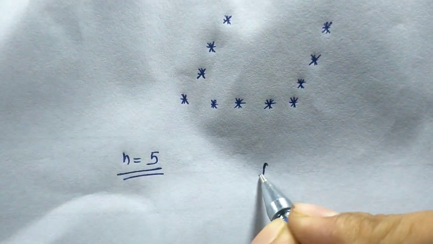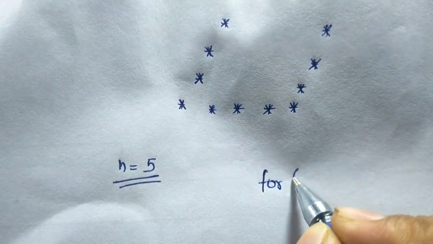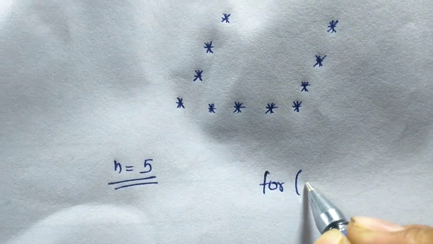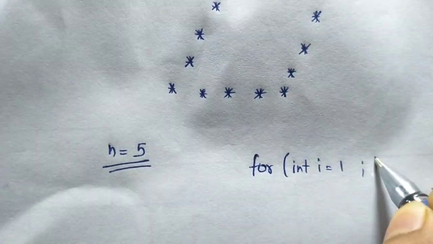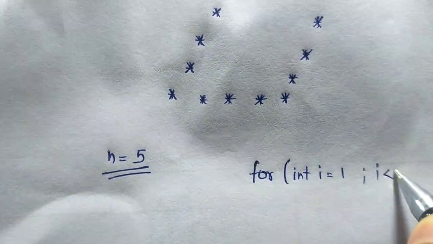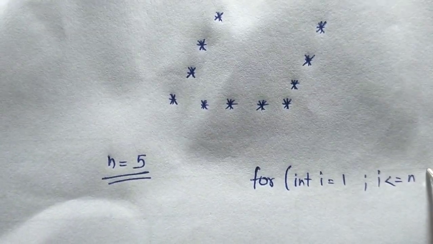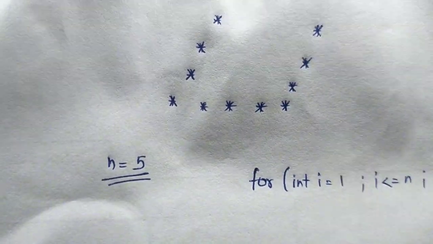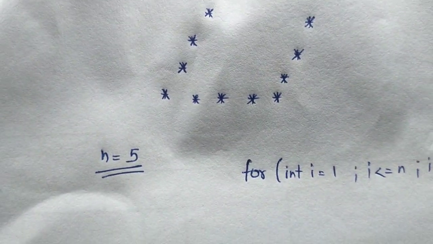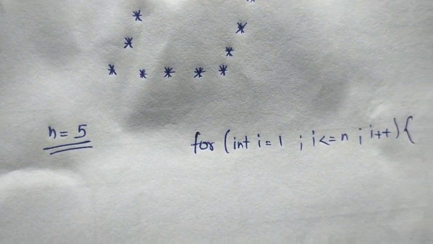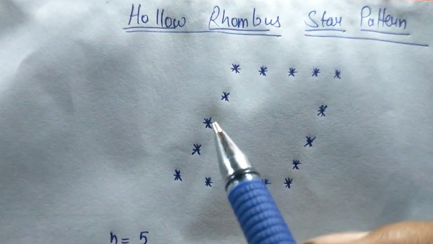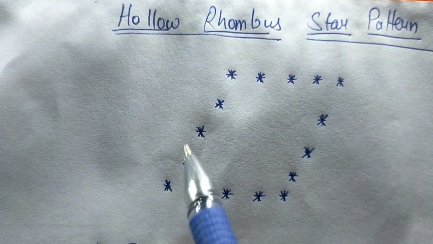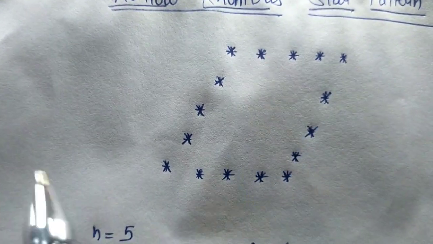For printing the outer loop, we start building our logic. So first, for int i equals 1, i less than or equal to n, then i plus plus. This is the outer loop which we always print. After that, we will see that we have stars and spaces in it.